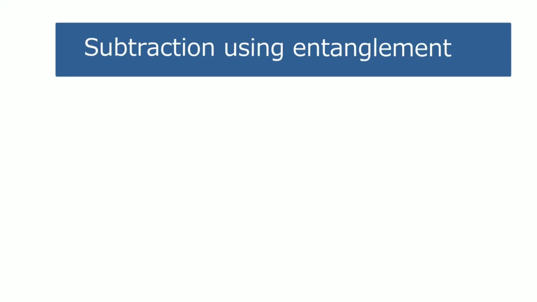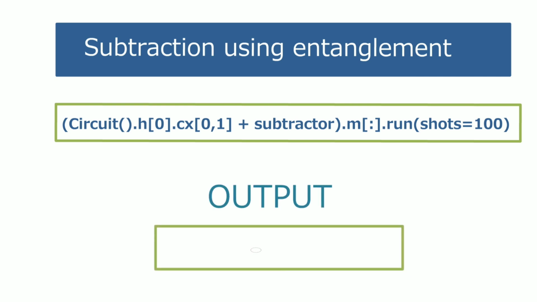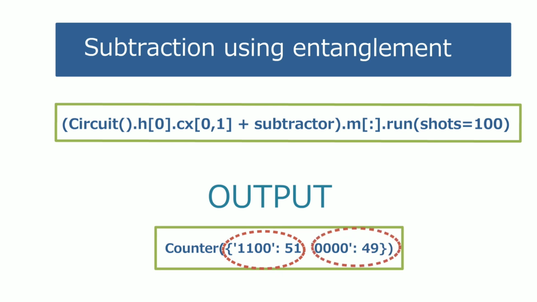Subtraction using entanglement. Now let's try subtraction using entanglement. This time instead of the H gate, we try to subtract A minus B equals 0 using quantum entanglement. The following is the code for it. Circuit H0, CX0, 1 plus subtractor M, dot run, shots equals 100. When we execute the code, we get the output of 2 results that come out about half by half.